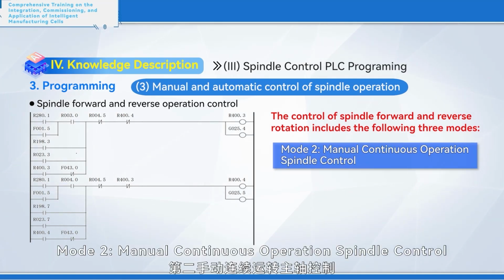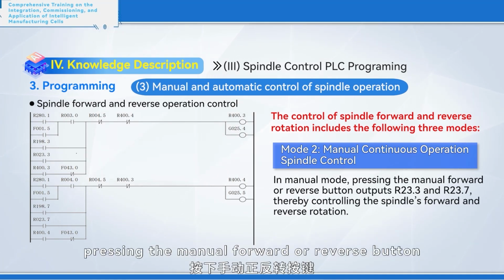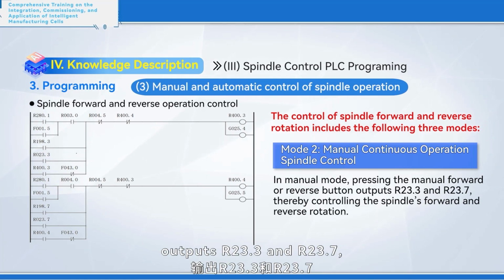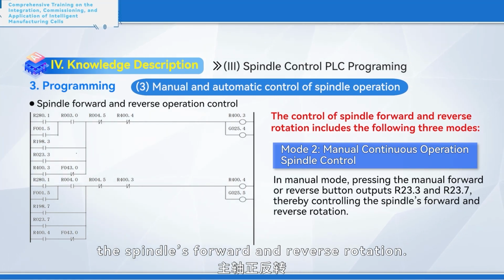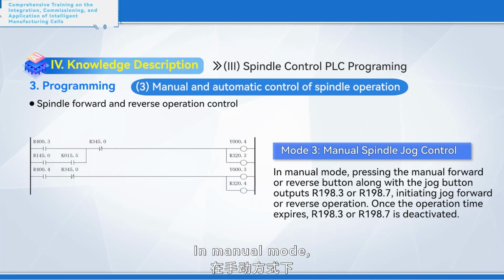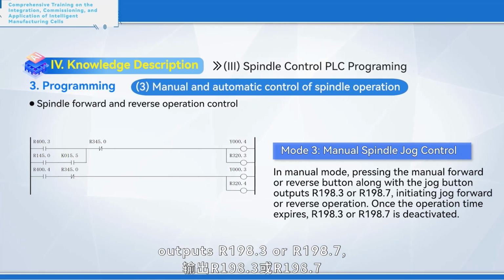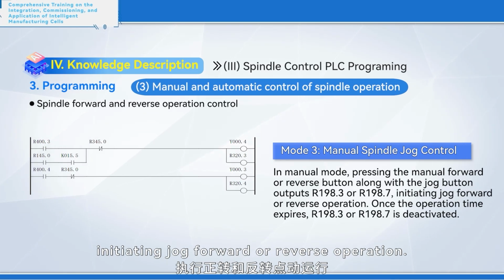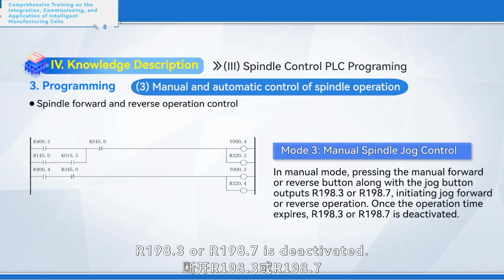Mode 2, manual continuous operation spindle control: in manual mode, pressing the manual forward or reverse button outputs R23.3 and R23.7, thereby controlling the spindle's forward and reverse rotation. Mode 3, manual spindle jog control: in manual mode, pressing the manual forward or reverse button along with the jog button outputs R198.3 or R198.7, initiating jog forward or reverse operation. Once the operation time expires, R198.3 or R198.7 is deactivated.